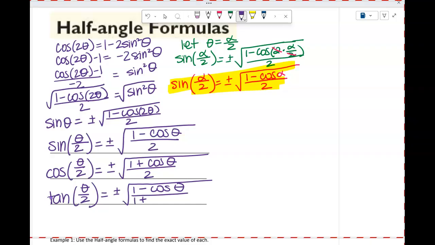Divided by 1 plus cosine of theta. And all of that is in your radical. Okay. So guys, let me prove to you guys where the cosine half angle came from.